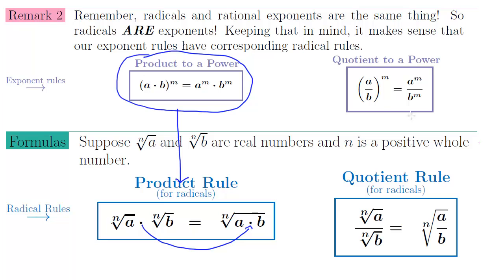Then we have a quotient rule as well. The quotient to a power rule from our exponent rules translates into the quotient rule for radicals, which says if you divide the nth root of a by the nth root of b, you can change that division into division underneath the nth root. Okay, so these are the two rules we're going to use to multiply and divide radicals.